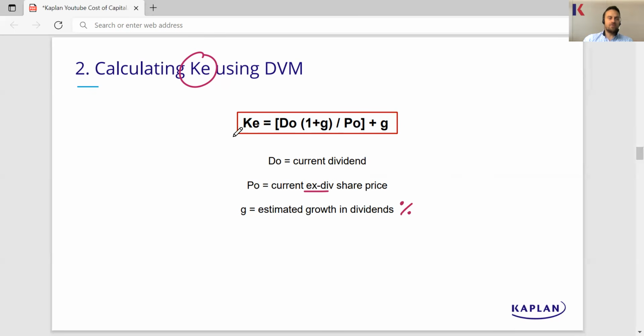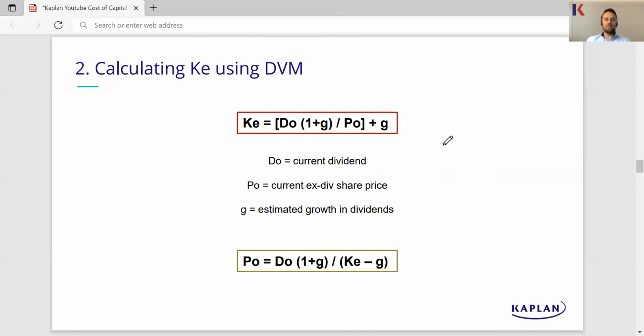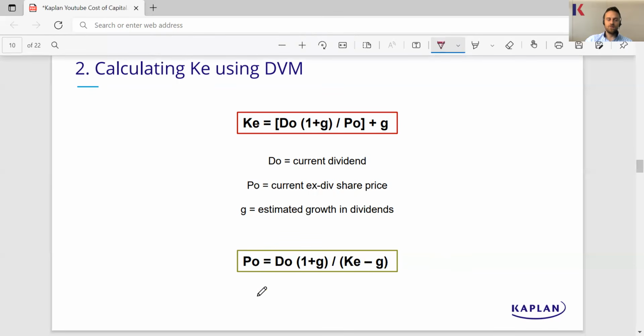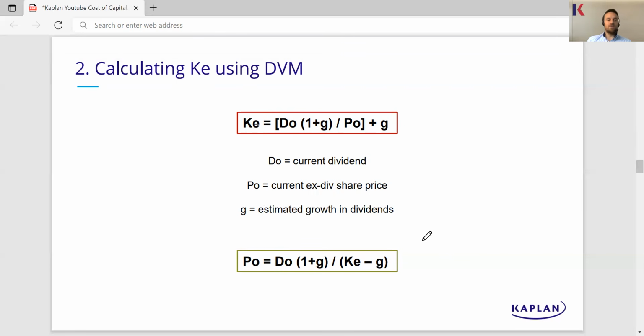But just to make you aware, you can also rearrange this formula, which then gives you this formula here. Same variables going in, just a rearrangement. And that allows you to value one share. So if you know the company's cost of equity, you can work out the share price from that. So the top one is used to work out the cost of equity if you already know the share price, and the bottom one, flipped round, allows you to value a share if you know what the cost of equity is instead.